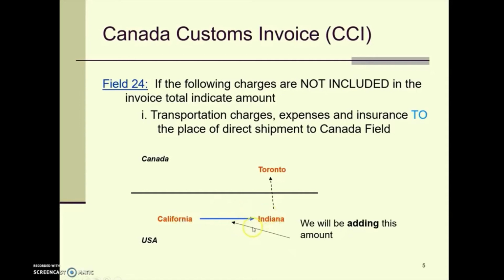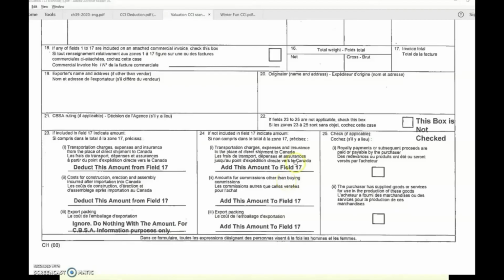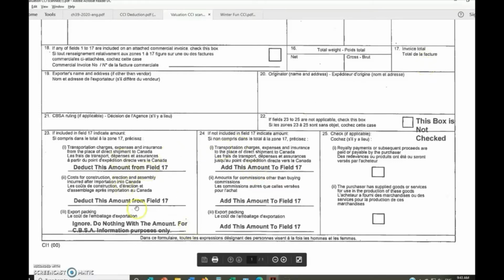Now this is very rare. The reason it's rare is that if you're selling these goods to someone in Toronto, you want to make sure you have all your costs included, and most of the time that cost is included in this field. But occasionally you might see something in field 24I. If you do, we have to add this amount to field 17 before we do the B3, by the way. These things we do while we're doing the B3, before we calculate the duties and taxes.